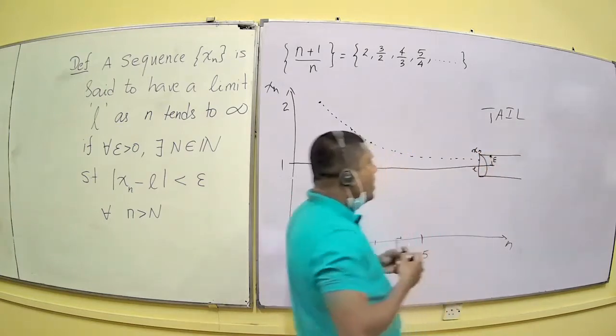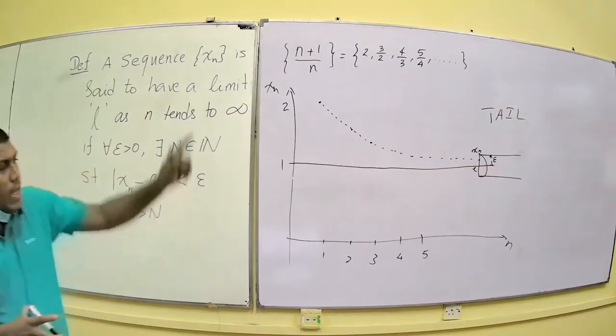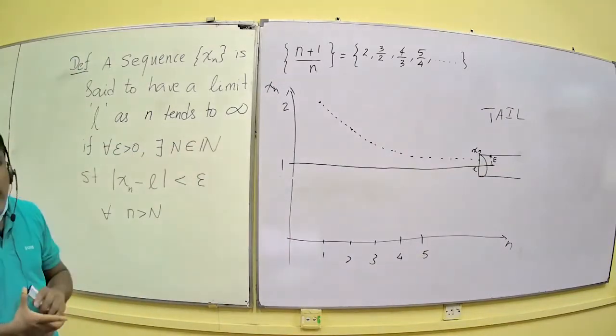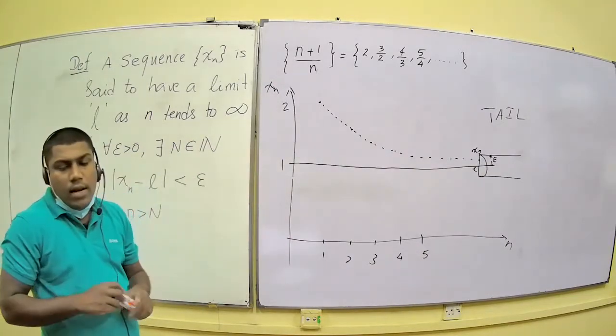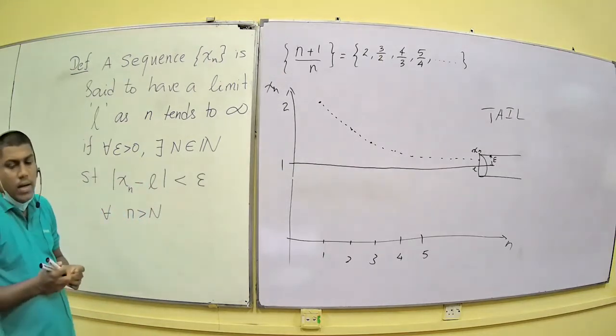These dots are the xn's and this line is L. So the distance between xn and L is smaller than epsilon. Then only the tail will go inside the tube, right?